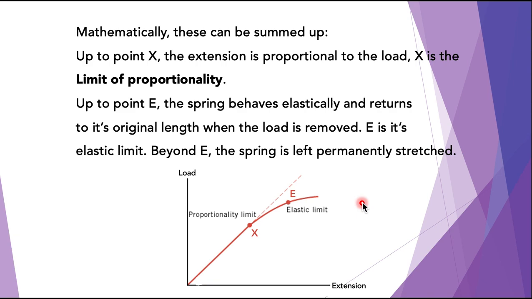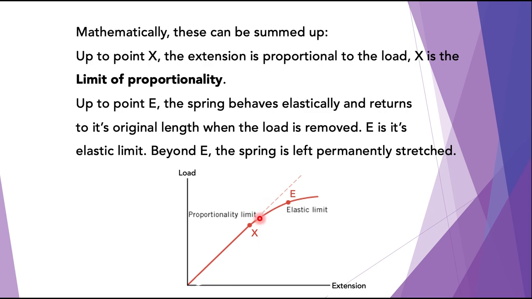So there's a difference. The proportionality limit basically tells us up to where the extension is proportional to the load. If we go up to this point, like we cross the proportionality limit, then what will happen is that the spring would behave elastically.